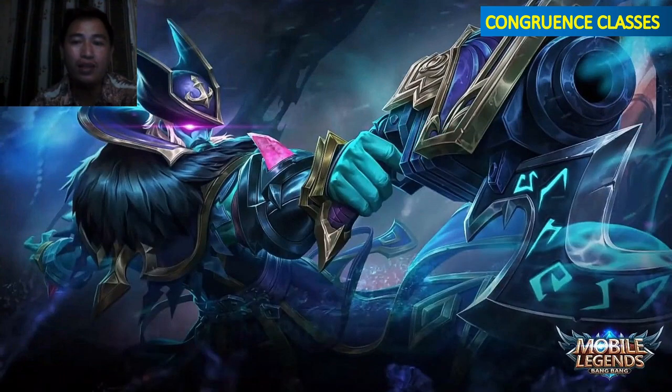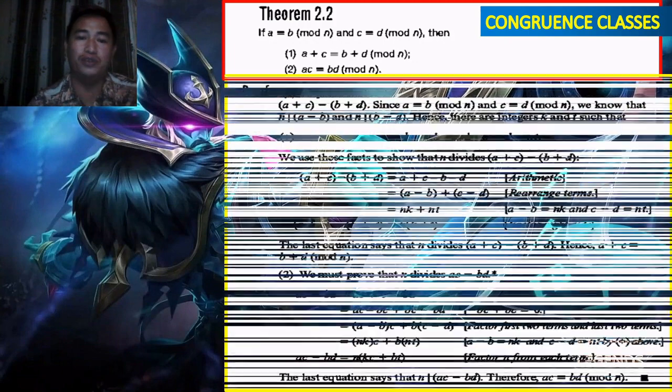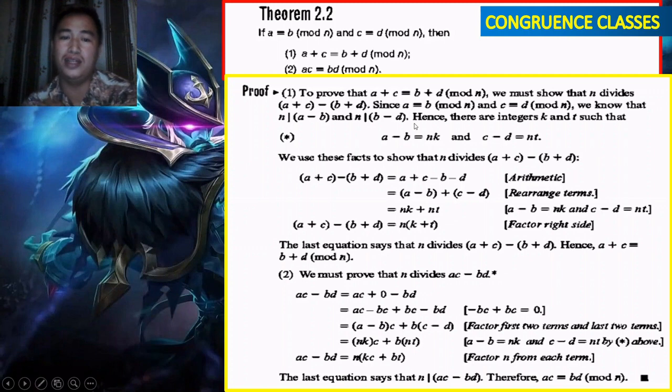Okay? So, tibalhin niya class 2.2. So, ito na siyang i-prove class. So, proof. Number 1. To prove that A plus C is equal to B plus D mod N, we must show that N divides A plus C minus B plus D. Tama na? Okay. Kani si A plus C minusan man aning B plus D. Okay, dala. So, kanitong i-show class mo divide siya ani.